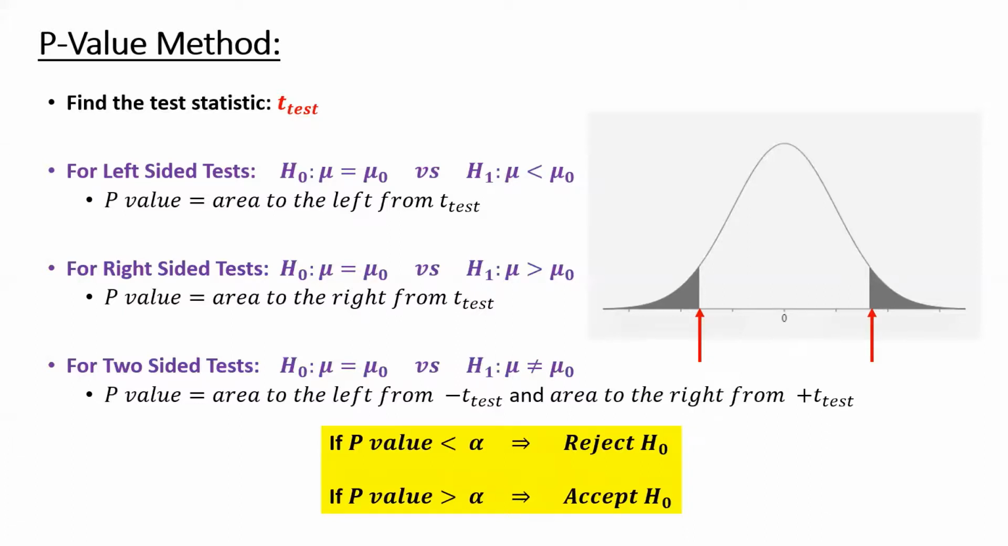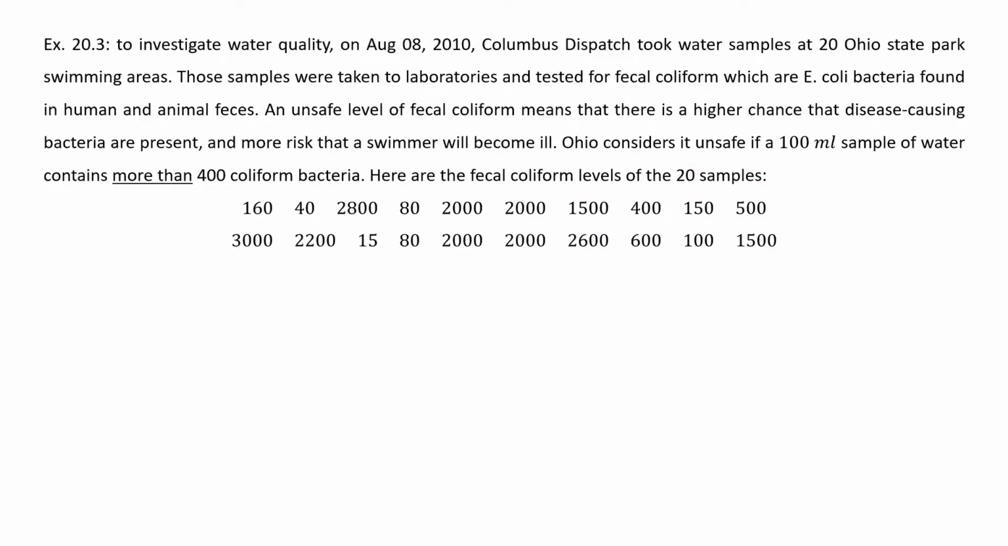All right, we finished the theoretical background on all three methods. Let's apply them in an example. This is example 20.3 from your textbook. To investigate the water quality on August 8, 2010, Columbus dispatched 2 water samples at 20 Ohio State swimming areas. Those samples were taken to laboratories and tested for fecal coliform levels, which are E. coli bacteria found in human and animal feces.